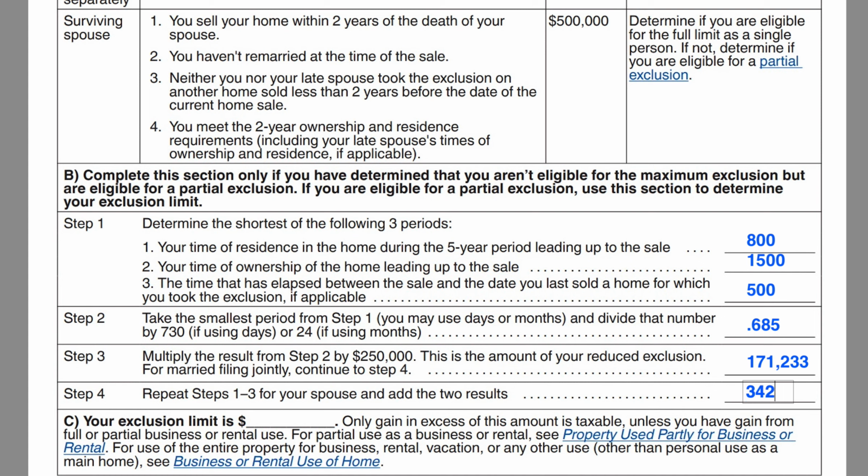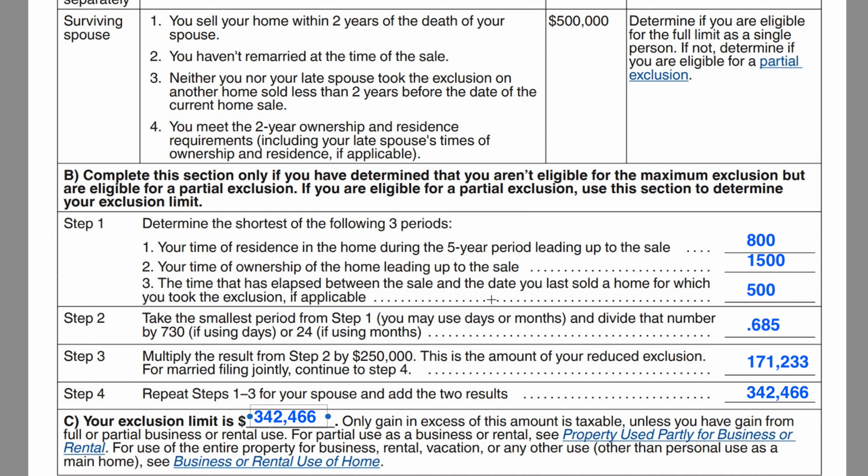So this basically comes down to doubling the amount, after I just told you we don't automatically do that. And then we're going to carry this number down here. So only the gain in excess of that amount is taxable.